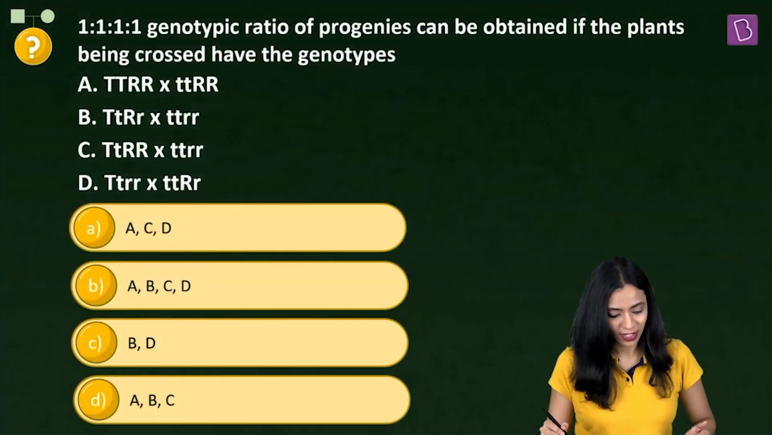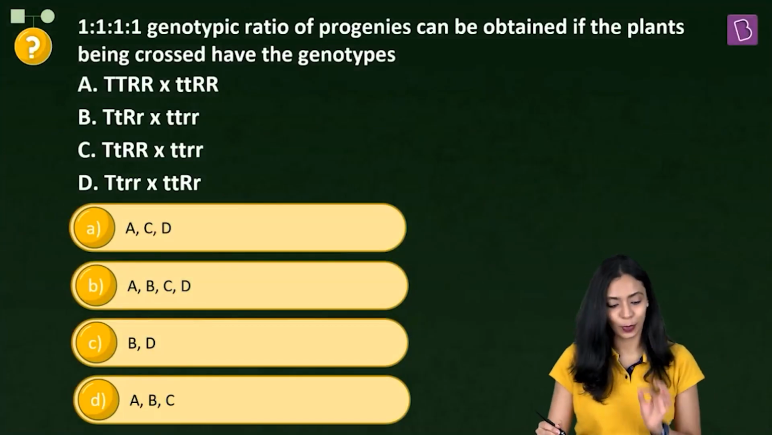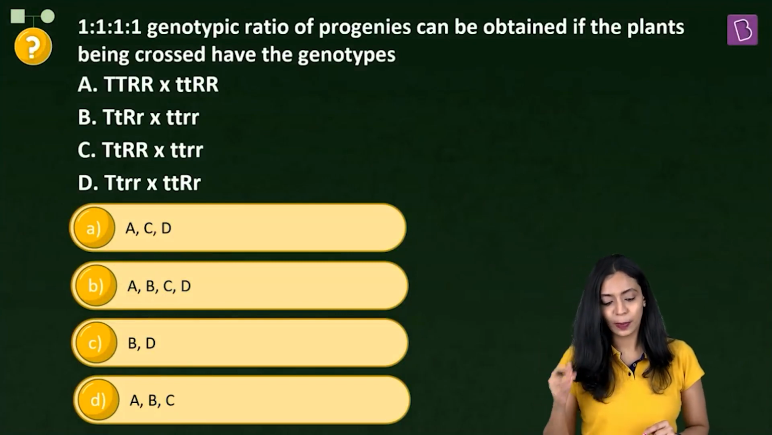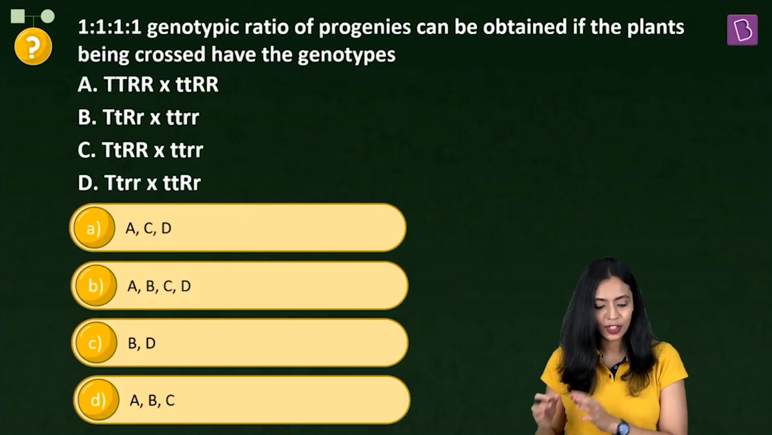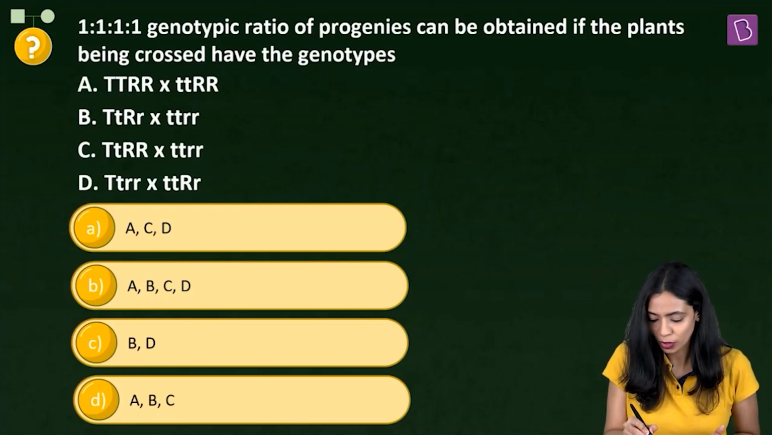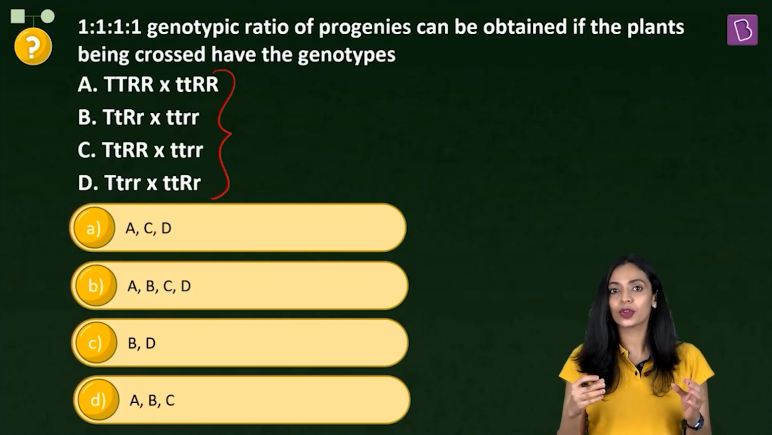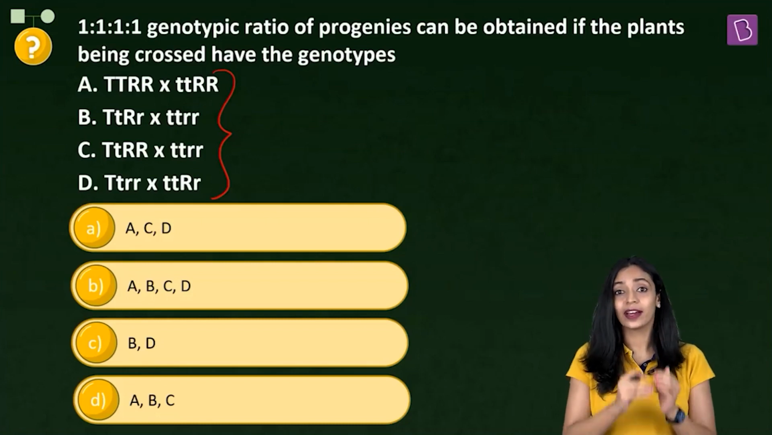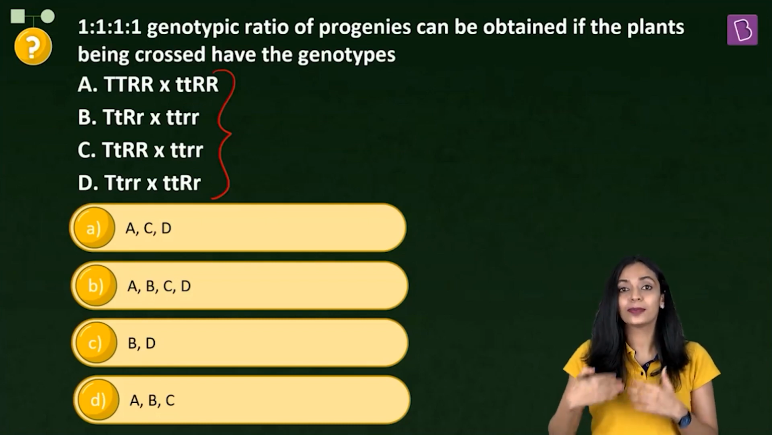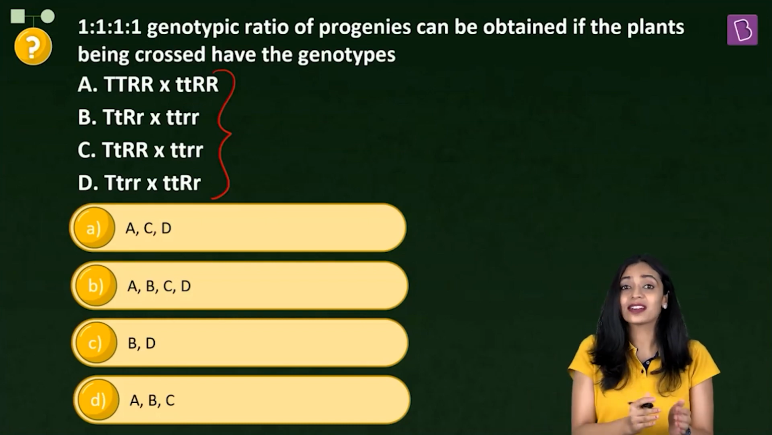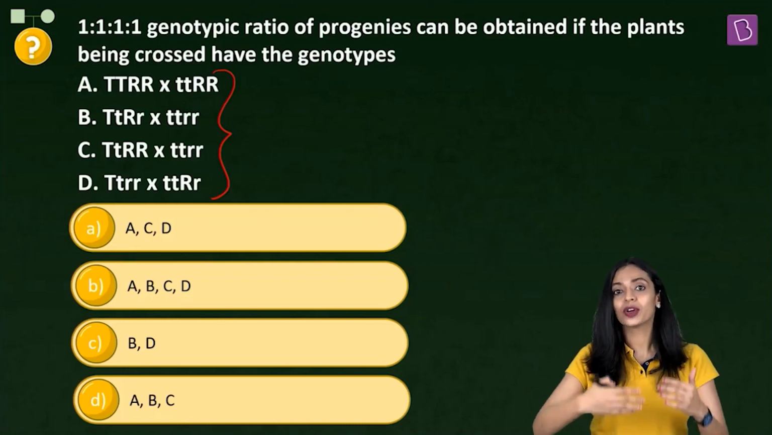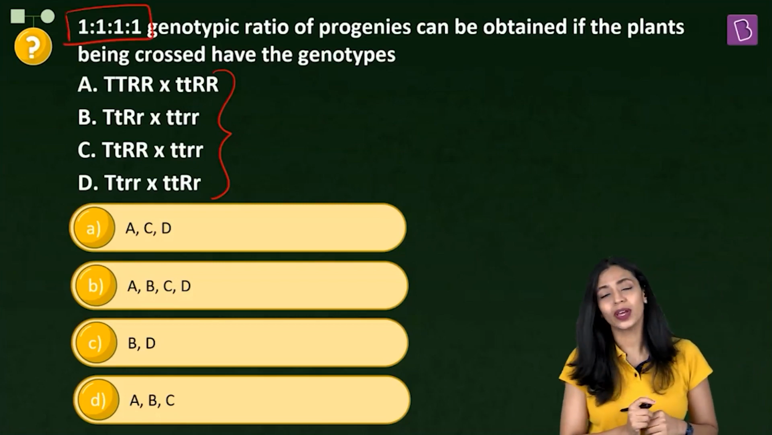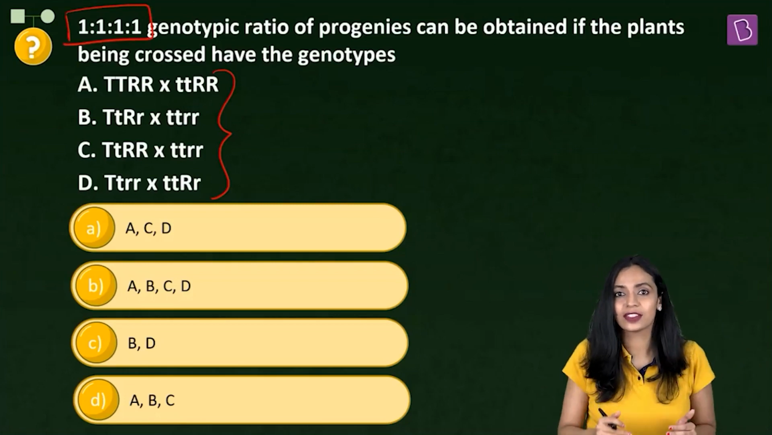This is an interesting question. 1:1:1:1 genotypic ratio of progenies can be obtained if the plants being crossed have the genotypes. Over here, there are 4 crosses given to us, and for each cross, the genotype of both the parents involved are provided. What do we have to find out? We have to find out among the progenies that are formed as a result of these crosses, in which cross do the progeny have the genotypic ratio of 1:1:1:1?